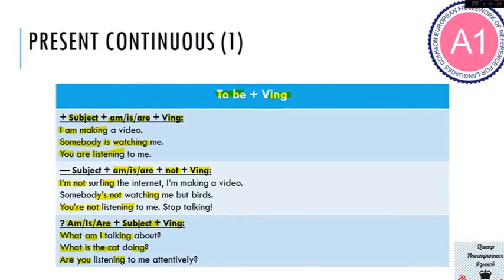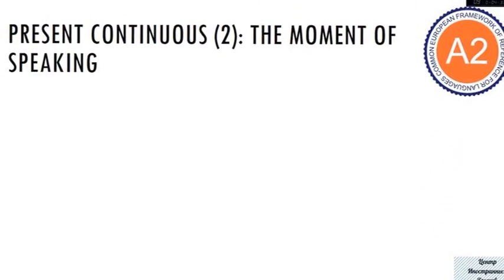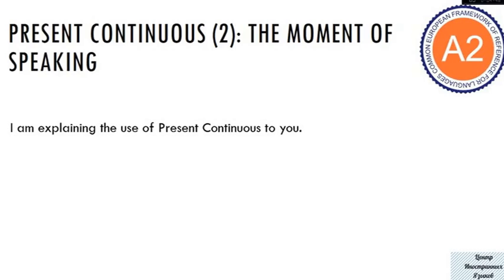So now let us talk about the ways to use present continuous. The main way to use present continuous is for actions that are happening at the moment of speaking. While I'm speaking to you, something is happening. For example, I'm explaining the use of present continuous to you. It is happening right now, at the moment while I'm speaking. Actually, I'm speaking because I'm explaining the use of present continuous to you.